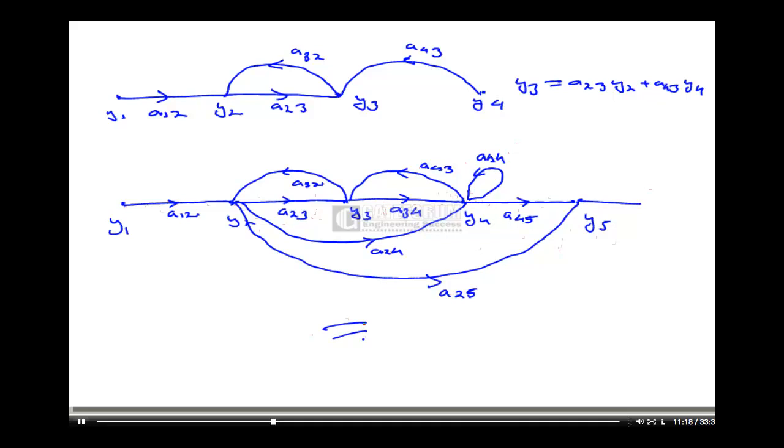Okay, so this way we can draw the signal flow graph for any algebraic equation. Now, directly coming to the main topic, we will see the general gain formula for any signal flow graph.